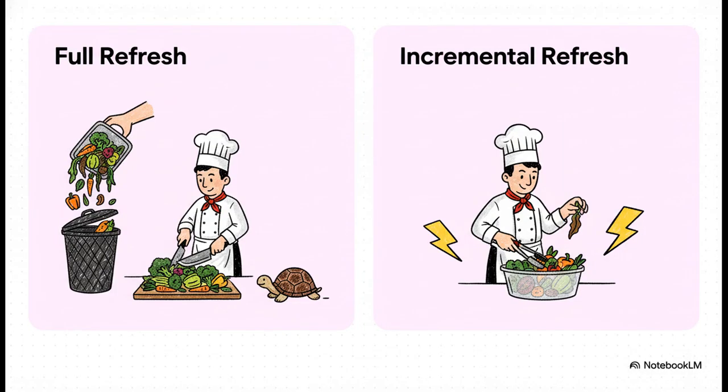So how do we solve the stale data problem? Well, you've basically got two main strategies. On one hand, you have the full refresh. This is the brute force method. You just throw out the entire container of old veggies and do all the prep work over again from the very beginning. It's simple for sure, but with massive data sets, it can be super slow and really expensive.